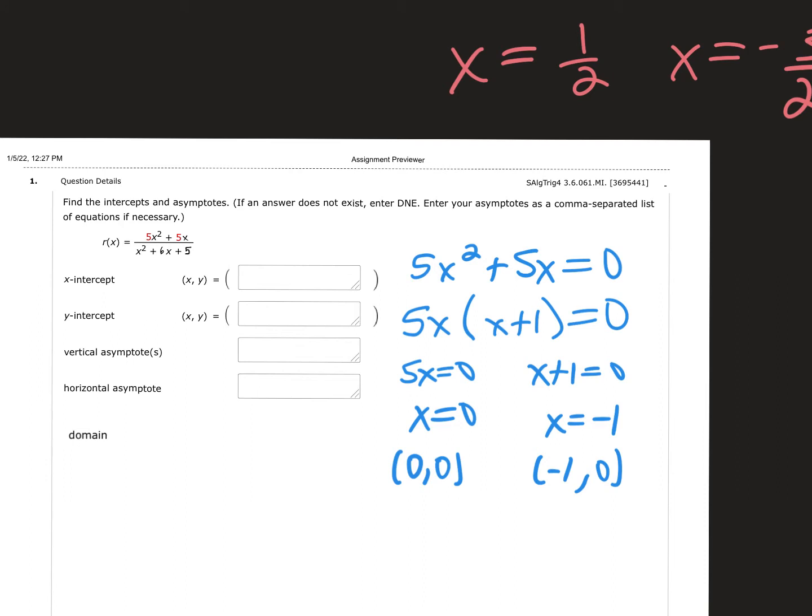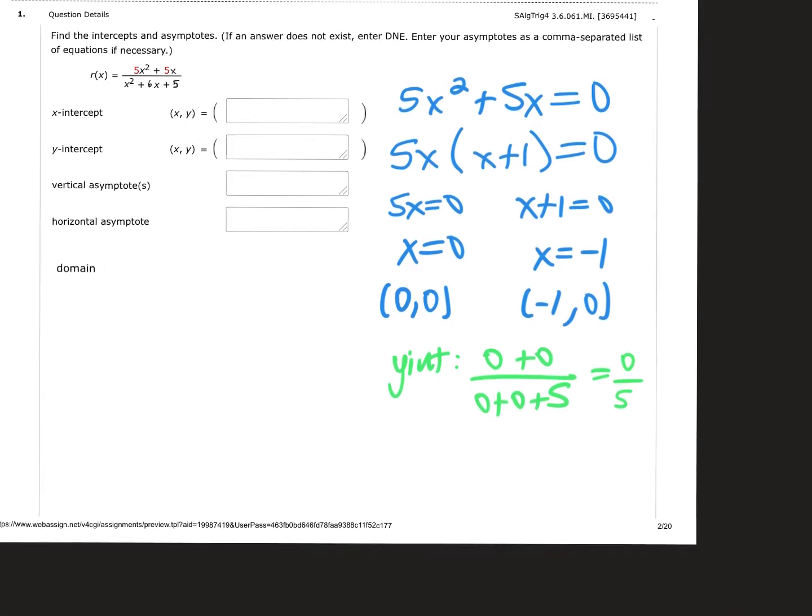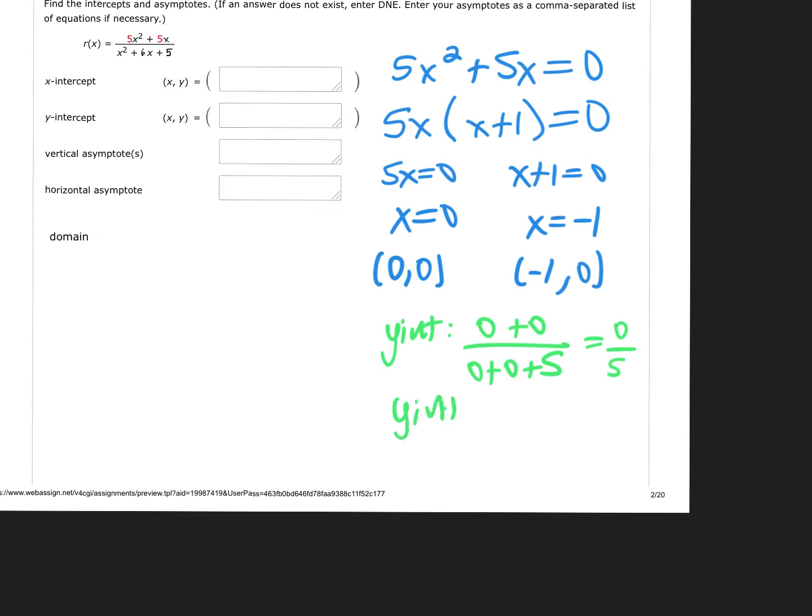For the y-intercept, how do you find the y-intercepts? Plug in 0. Look how easily you can show your work here. If I plug in 0 in the numerator, it's 0 plus 0, right? Over 0 plus 0 plus 5. Is that what happens when I plug in my zeros in my numerator and my denominator? Good. So I'm left with 0 over 5. What is 0 divided by 5? 0. So my y-intercept happens to be 0, 0.